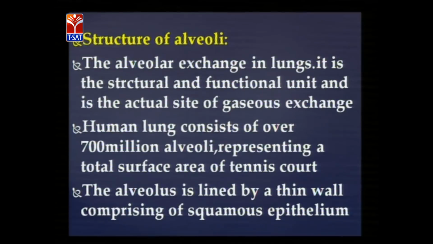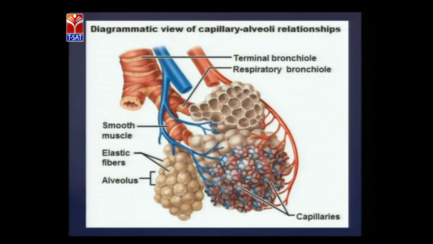And coming to the exchange, the structure of the alveoli, which is a structural and functional unit: in the human lung more than 7 million alveoli are present, and they represent the total surface area of a tennis court. This is a diagrammatic view. These are the capillaries which are distributed on the surface of the alveoli. It consists of elastic fibers and smooth muscles which are helpful in reducing the friction.